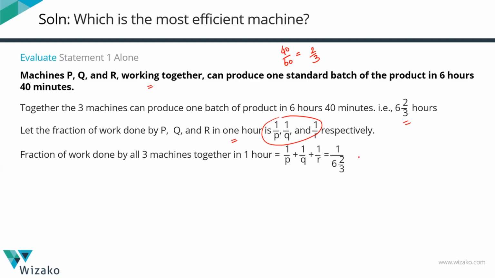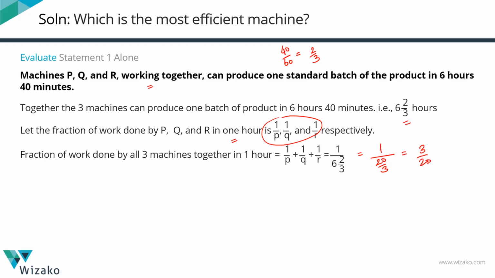I'll just simplify it before we evaluate this entire equation. 6 2/3 written as an improper fraction. This is a mixed fraction, so this is going to become 18 plus 2, 20/3. We're looking at the reciprocal of 20/3. So that's going to be 3/20.